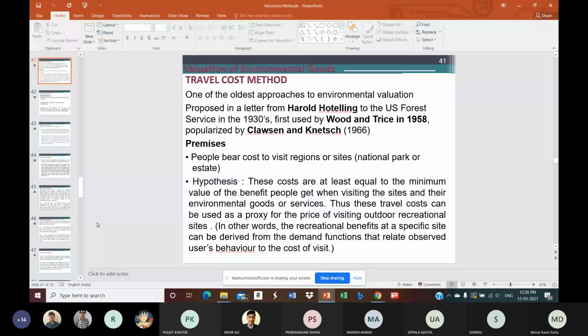In other words, the recreational benefits at a specific site can be derived from the demand function that relates observed users' behavior to the cost of visit. Because at different costs, different people will be making different visits. Number of visits is one concept which is actually used. So that will lead to the concept of visitation rate. We'll come to that. How many people out of the total population might be visiting from a particular zone or locality? That might define what visitation rate is all about, right?